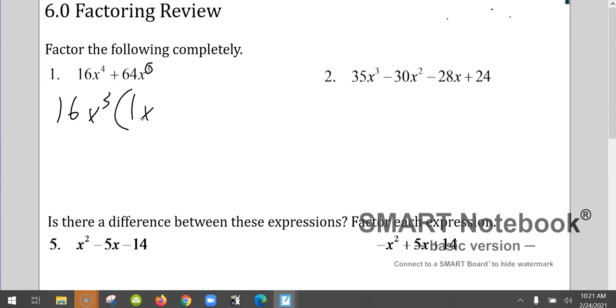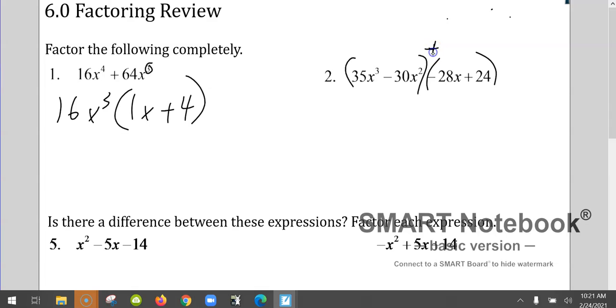And then 64 divided by 16 is positive 4. And that's it. And that's all we can do. We can't go any further. We just took out the GCF. Right? Now on number 2, we're going to start off by factoring by grouping.